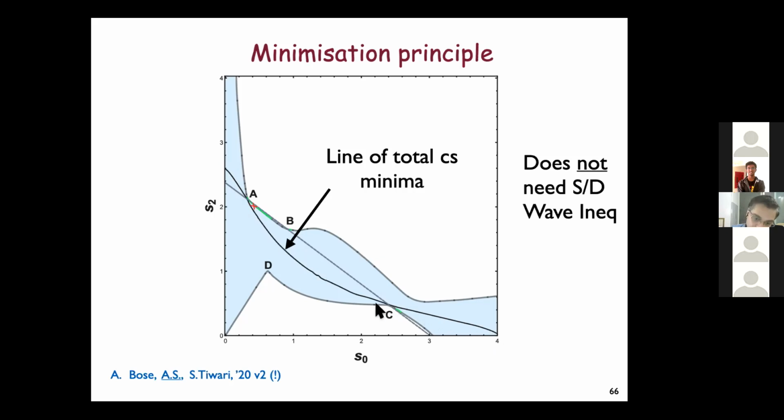And the black line also somehow surprisingly passes very close to this region A. Also it passes very close to region C. So it's quite interesting. Here I have not put in any SD wave inequalities, anything to do with relative entropy. So it's somehow crying out for a minimization principle.